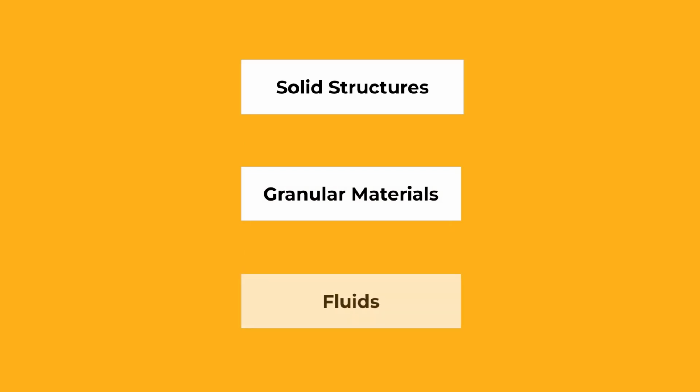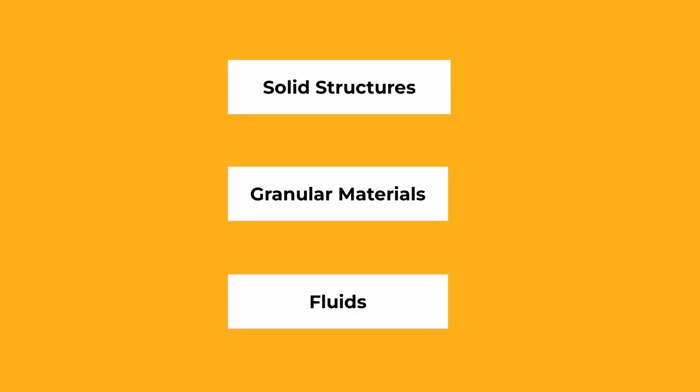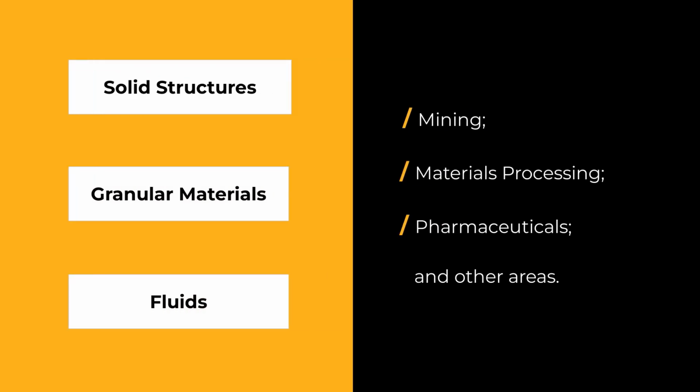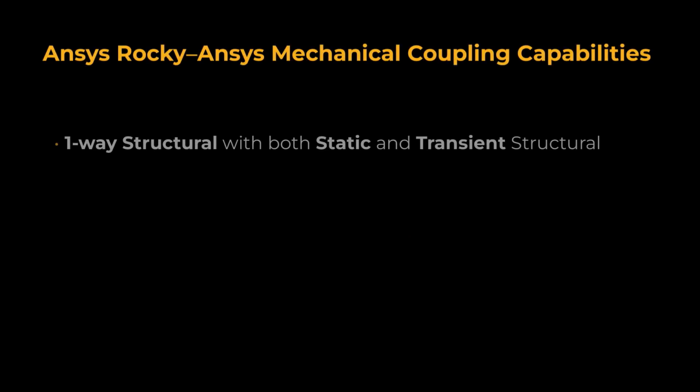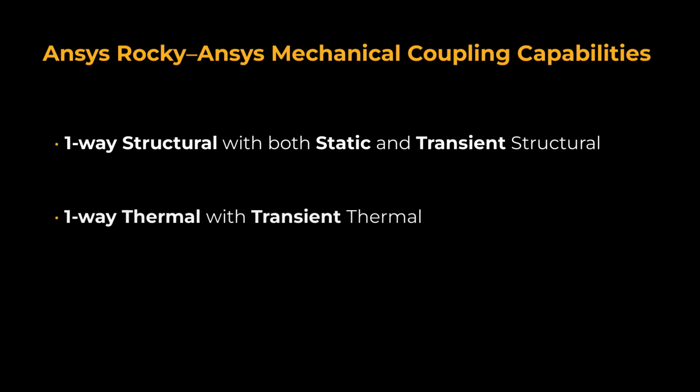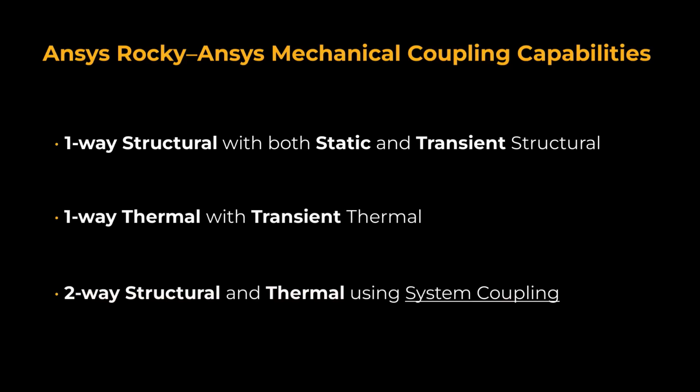materials, and fluids. This is crucial in mining, materials processing, pharmaceuticals, and other areas with significant interactions between solids, particles, and fluids. The Rocky mechanical couplings capabilities are one-way structural with both static and transient structural, one-way thermal with transient thermal, two-way structural and thermal using system coupling.